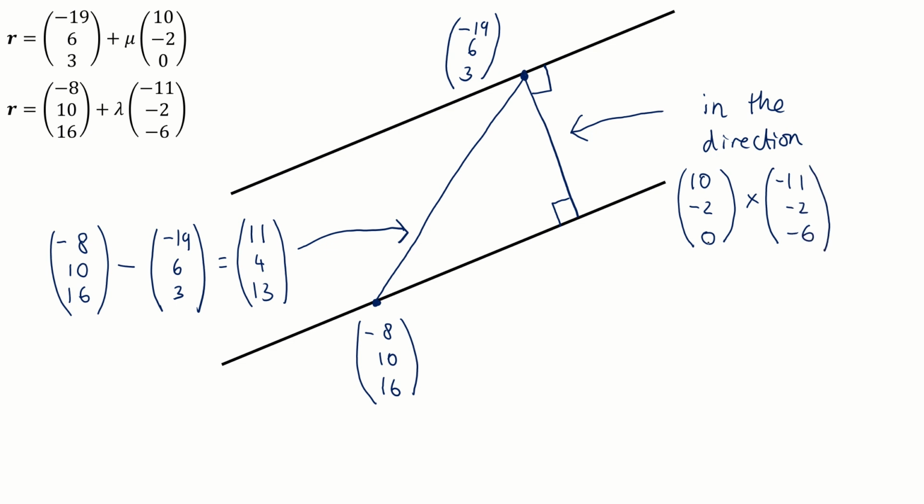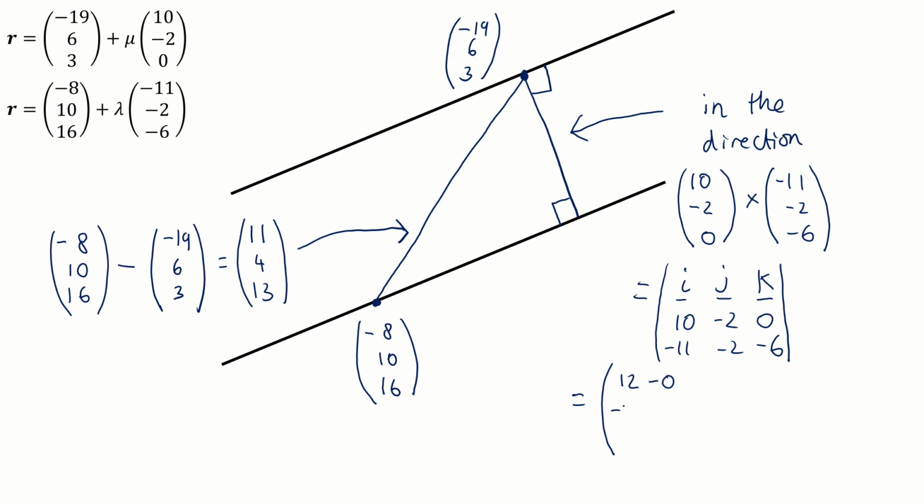So therefore, I'm doing 10, -2, 0, cross-producted with -11, -2, -6. And the method I like to use for that, as I've said in previous videos, is to use the determinant method. So therefore, writing that out, we will get, of course, the first bit would be the i component, and it would be -2 times by -6, which is positive 12, minus 0 times by -2, which is 0. Because it's the j component, we put a minus with some brackets. Then we do 10 times by -6, which is -60, minus 0 times by -11, which is 0.